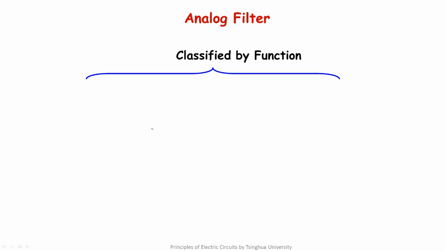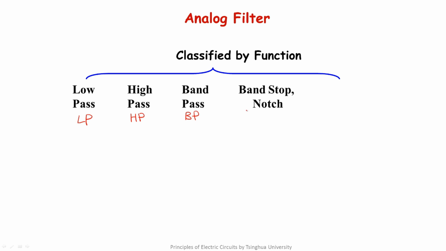Firstly, if classified by function, it can be divided into 5 categories. The first kind is called a low-pass filter, LP for short. The second kind is called high-pass filter, HP. The third kind is called bandpass, BP. The fourth kind is band-stop filter or notch filter, BS. The fifth kind is called full-pass filter, FP. It is classified by function.